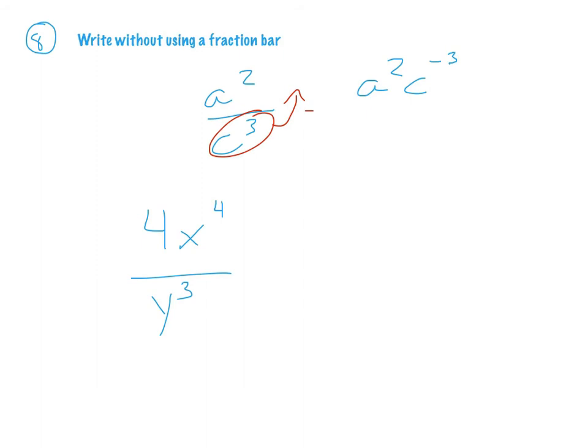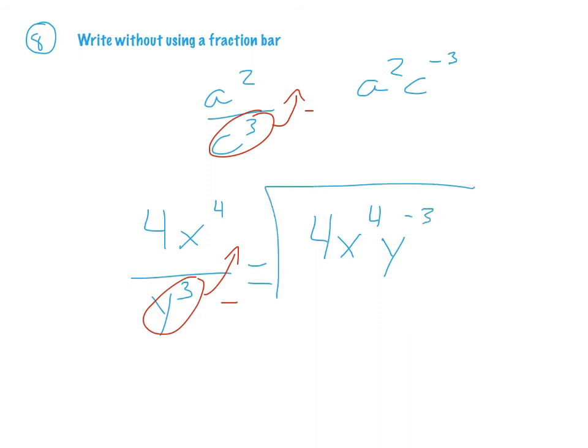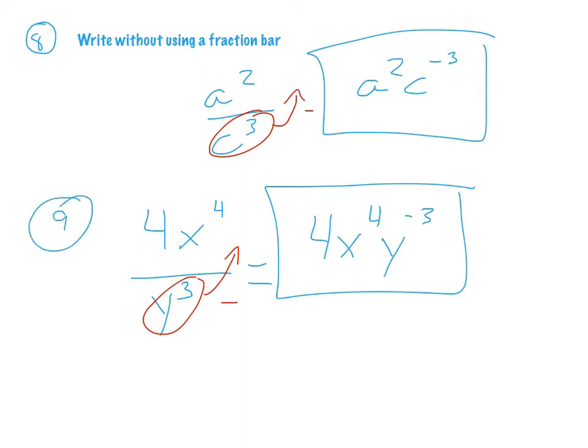All right, so that's c. Well, we're going to write it without a fraction bar, which means that guy has to go away, and whatever's in the denominator also has to go away. So again, we're going to move him up and add in a negative sign. So we're going to have 4x to the 4th on top. That doesn't go anywhere. Now we're adding a y, but it's not positive 3. It's to the negative 3. Okay, and you'd be done there, and that's item number 9.